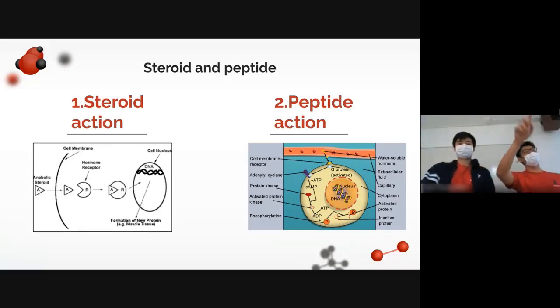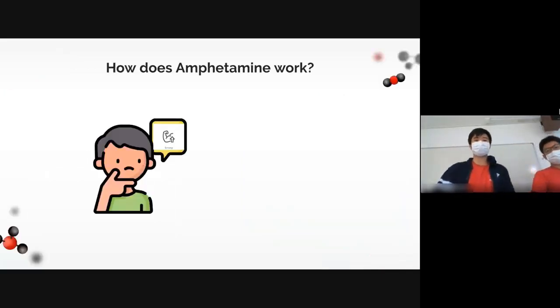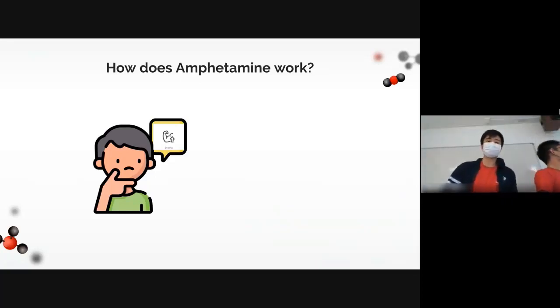So it passes down a whole chain until it reaches just the nucleus. In this case, the signal will be transferred a bit faster, but the effects are not as pronounced. Okay, so now I will go back to how amphetamine works, and this will reinforce the idea of how these drugs work in our body.